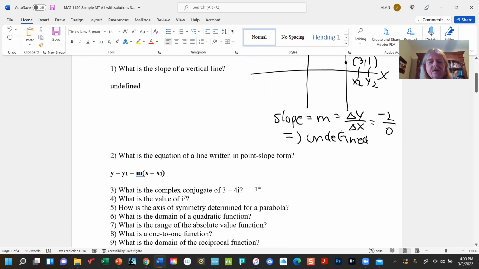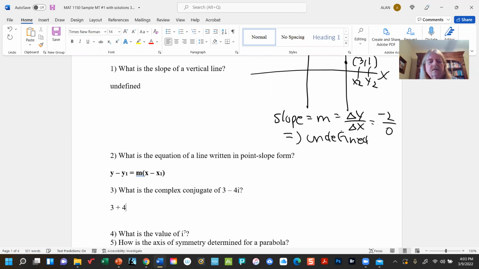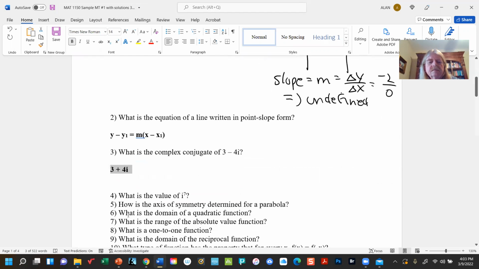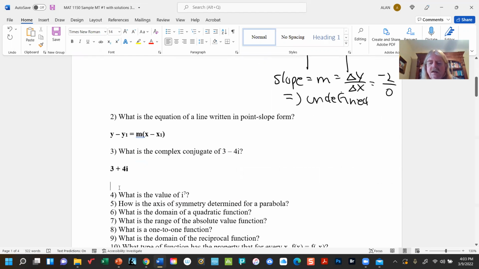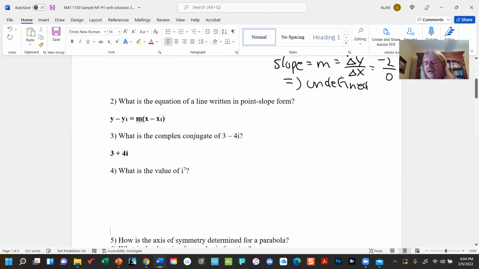The complex conjugate of 3 minus 4i would just be 3 plus 4i. Okay, so whatever you have as a starting point, you just change the sign, and that's your complex conjugate. Now, here's an interesting one, i to the 7th. Now, what if you forgot how this works? Well, you know what? First of all, just remember, i is the square root of -1.